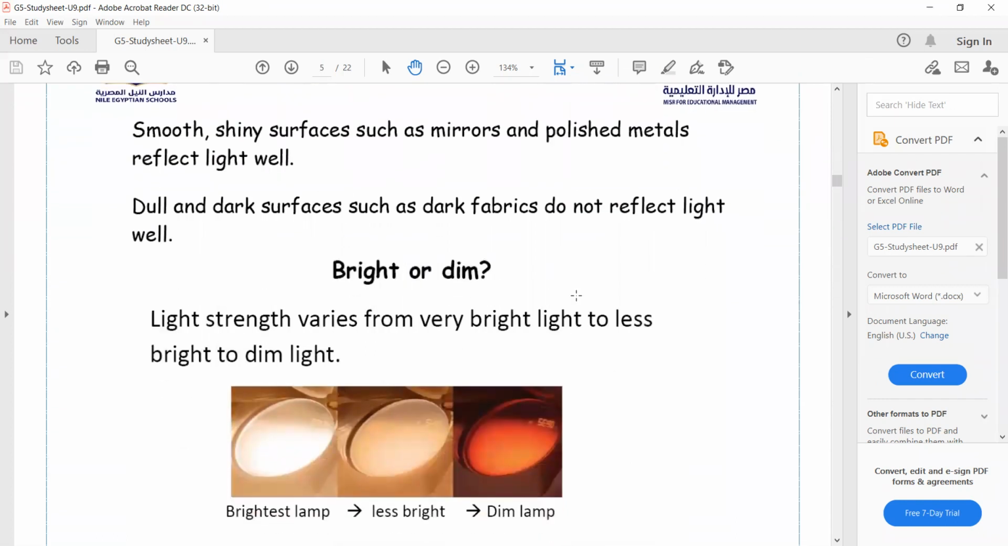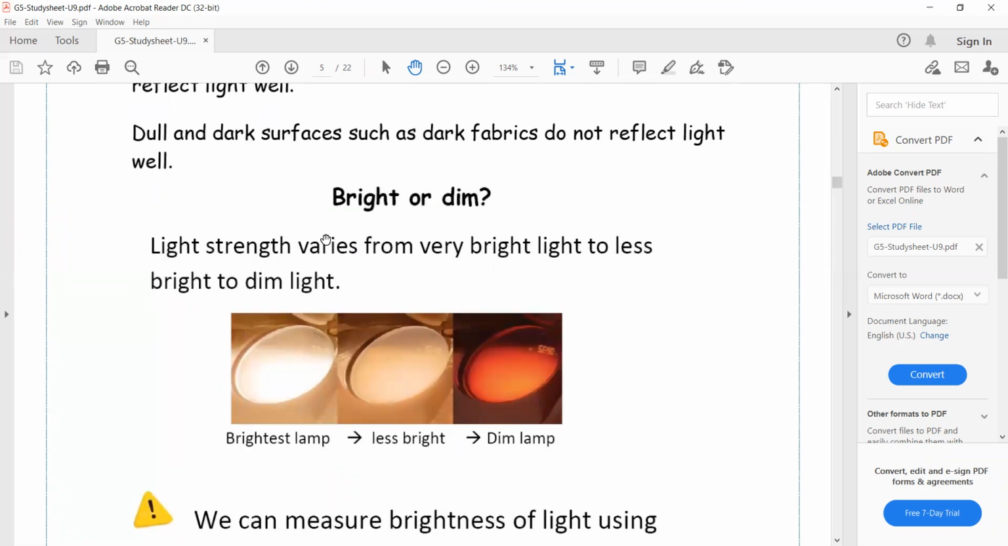Smooth, shiny surfaces such as mirrors and polished metals reflect light very well. Dull and dark surfaces such as dark fabrics do not reflect the light very well. They can reflect the light, but not very well. So we call them dull objects. A shiny surface reflects the light very well. A dull surface reflects the light, but not very well. So it's dull.